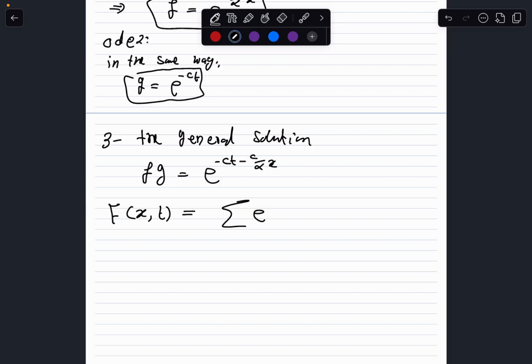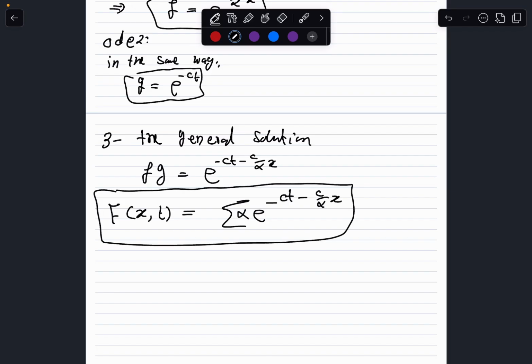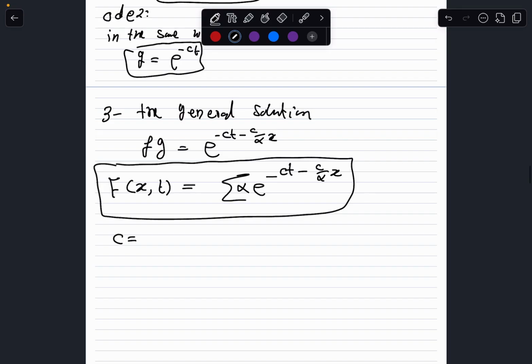So a summation of e^(-ct) times the function of x over c, and here the thing that we are summing over is c. So for different c, because this is a general solution for different c, times some constant alpha. Okay, so this is the general solution. Of course, I don't want to go into the details, but c could be a discrete or a continuous variable. If it is discrete, for example an integer or a multiple of an integer, we take the sum over n, and if it is continuous, the summation will become an integral.